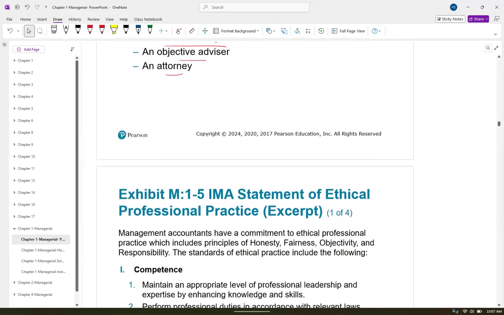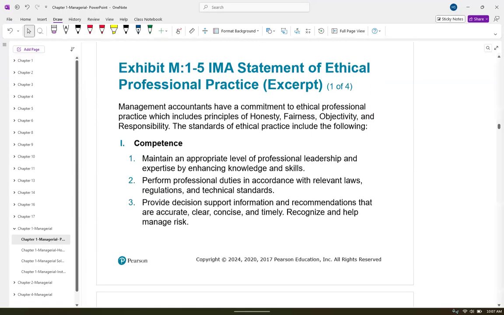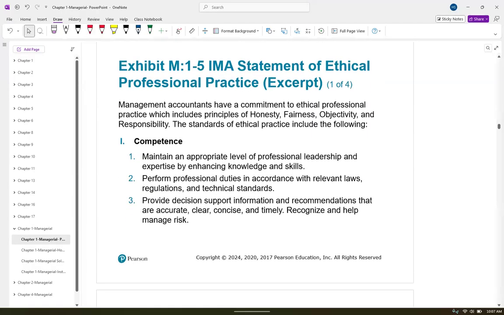Okay. So competence. Competence is very important. We want to make sure that accountants are competent, that they have the professional expertise to actually perform these functions. And we don't want to just stick somebody in a position just because. We want to make sure they have the right education and different trainings.